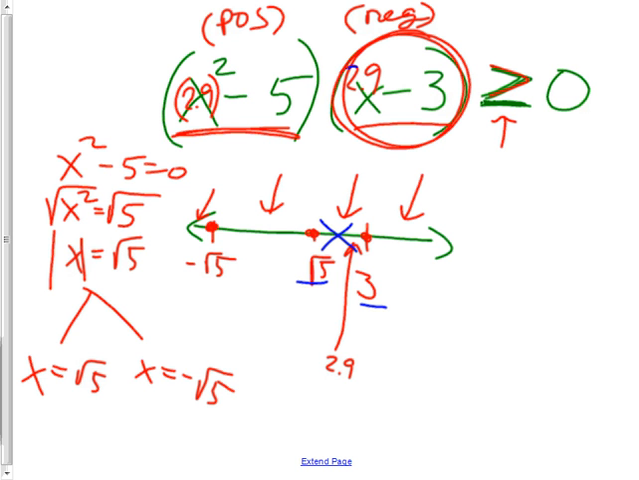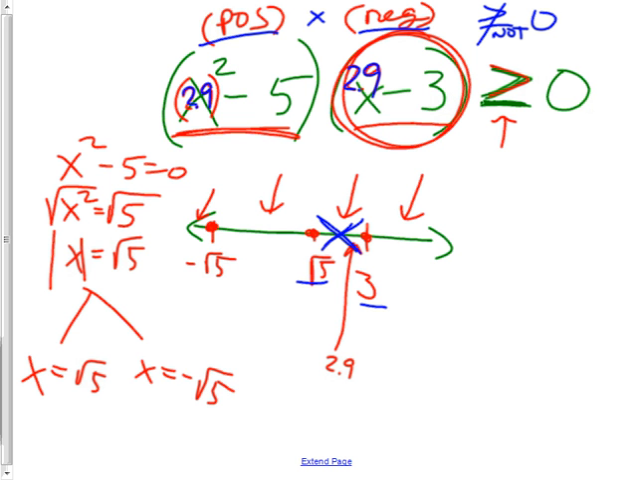I stuck a 2.9 in here, and I stuck a 2.9 in here. And I noticed I didn't get an exact decimal answer. That would take forever. I just figured out that it came out negative for this one, and it came out positive for that one. If any positive number is multiplied by a negative number, you get a negative answer, which is therefore not bigger than or equal to 0. So therefore, it did not work. I crossed it off. Okay?